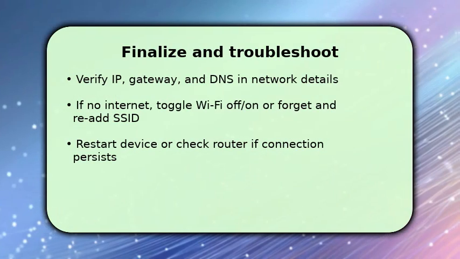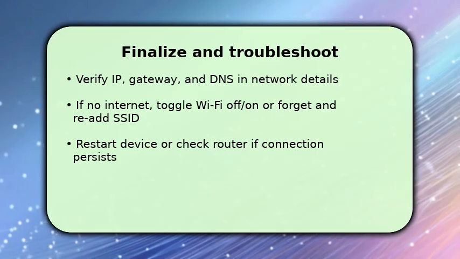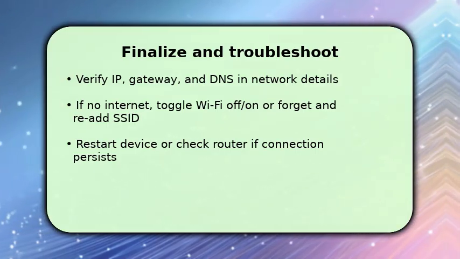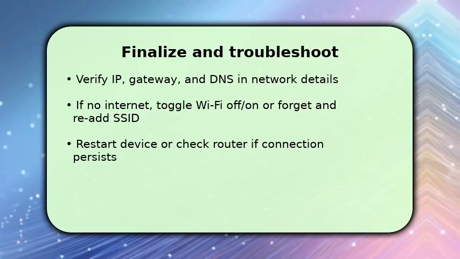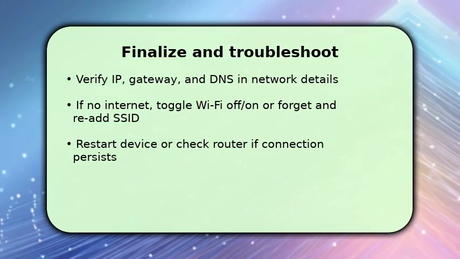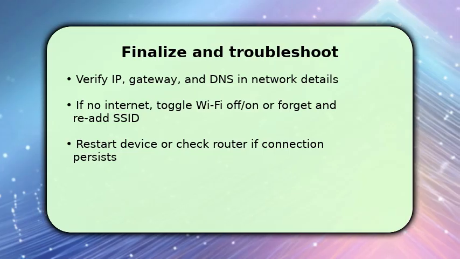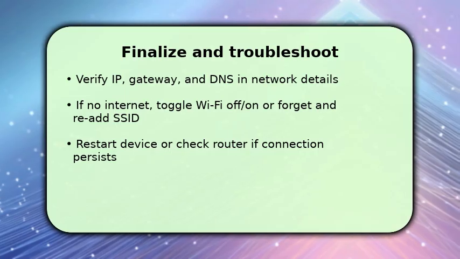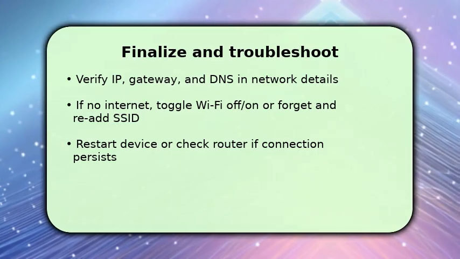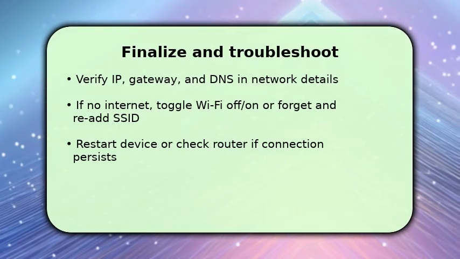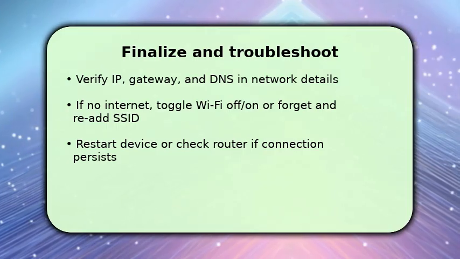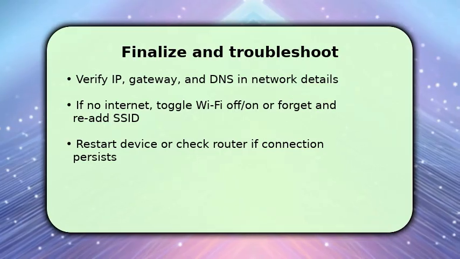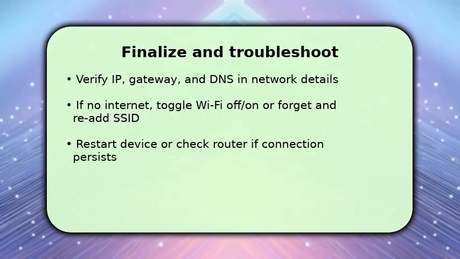Finish by confirming the connection. Check the Wi-Fi icon and view network details to verify IP, gateway, and DNS have assigned. If pages don't load, toggle Wi-Fi off and on once, or forget and re-add the SSID to clear cached credentials. If that fails, restart the device and, when possible, restart the router. One key troubleshooting tip: if the captive portal doesn't appear, open a non-HTTPS page or clear browser cache to force the login page to display.